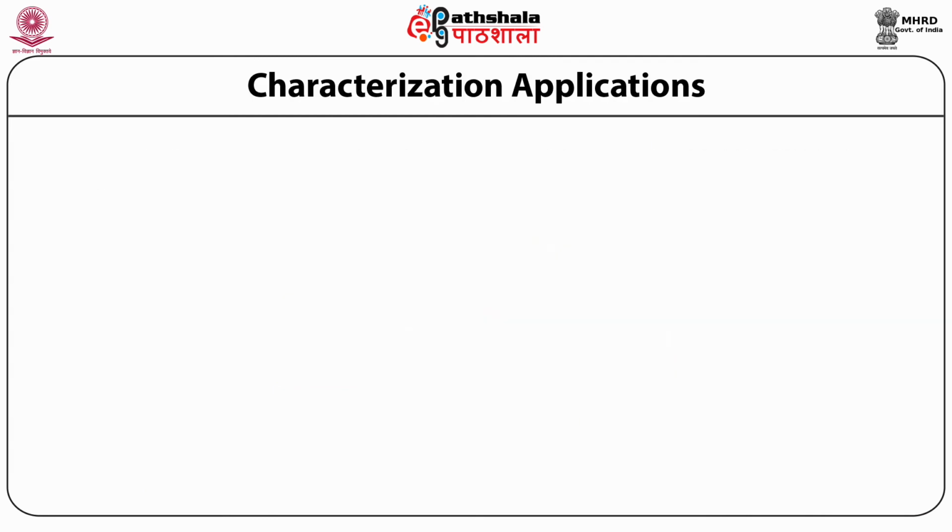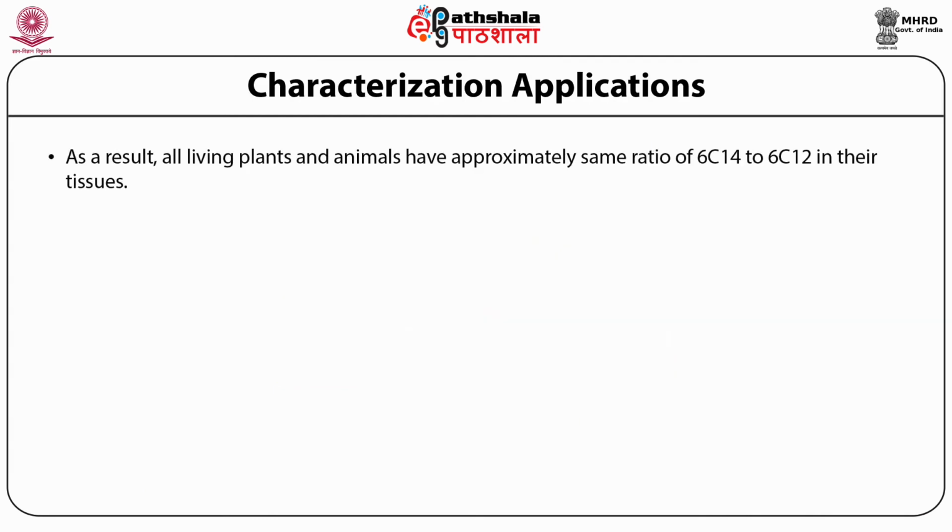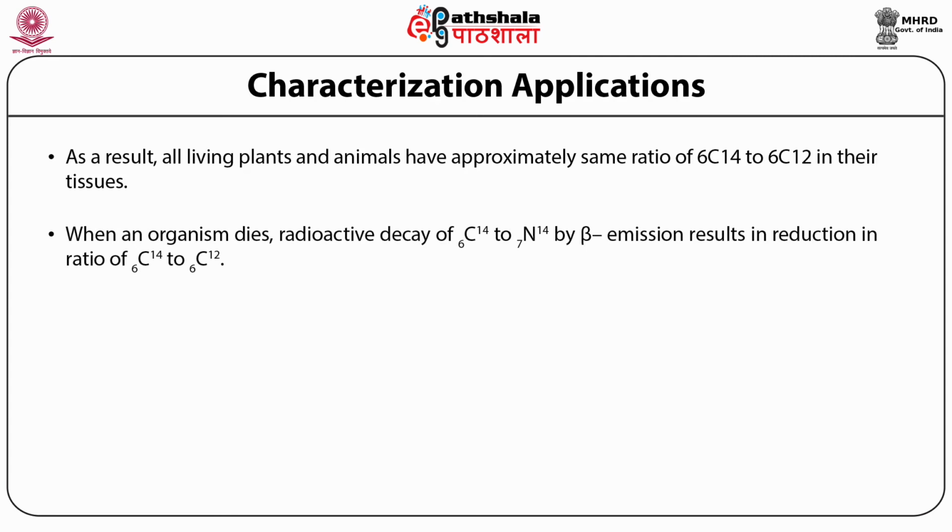As a result, all living plants and animals have approximately the same ratio of 6C14 to 6C12 in their tissues. When an organism dies, however, the radioactive decay of 6C14 to 7N14 by beta emission, with a half-life of 5730 years, results in a gradual reduction in the ratio of 6C14 to 6C12.